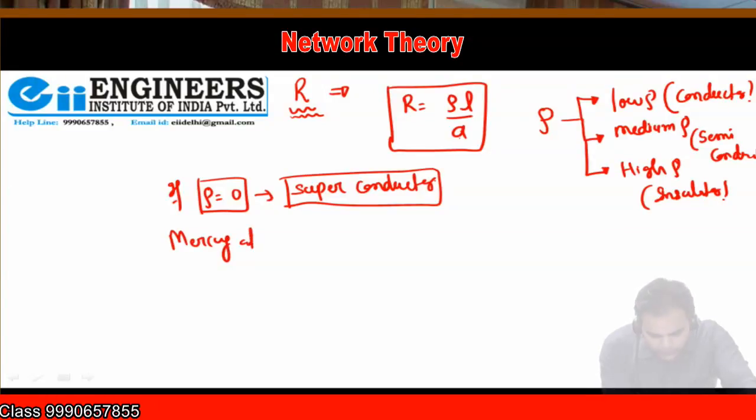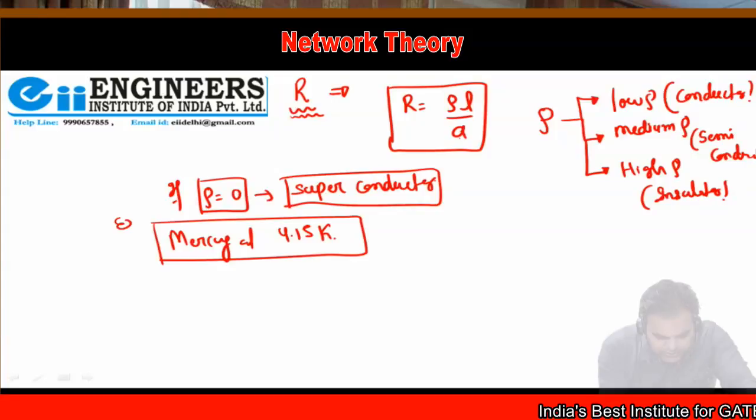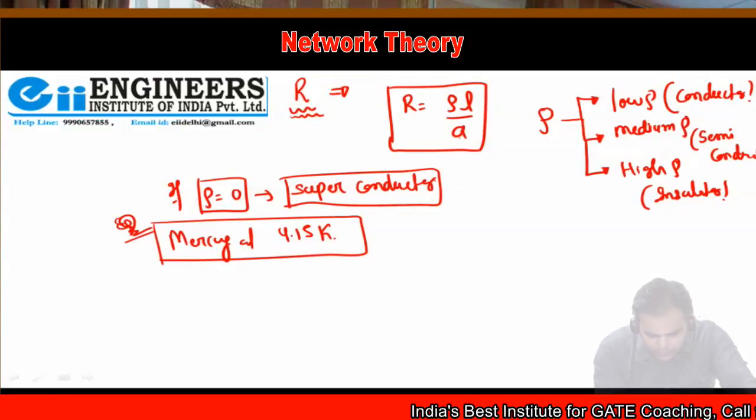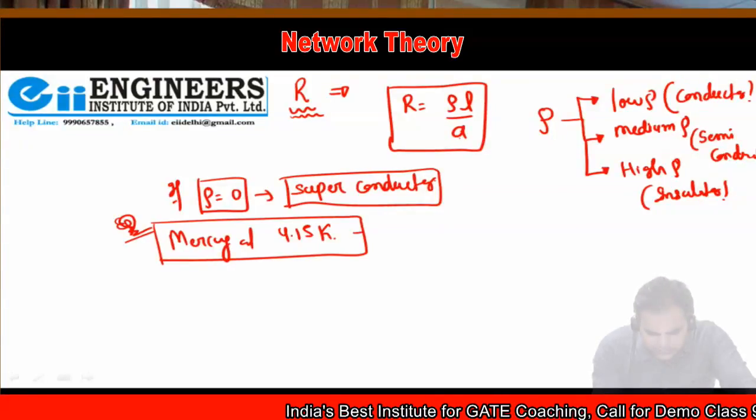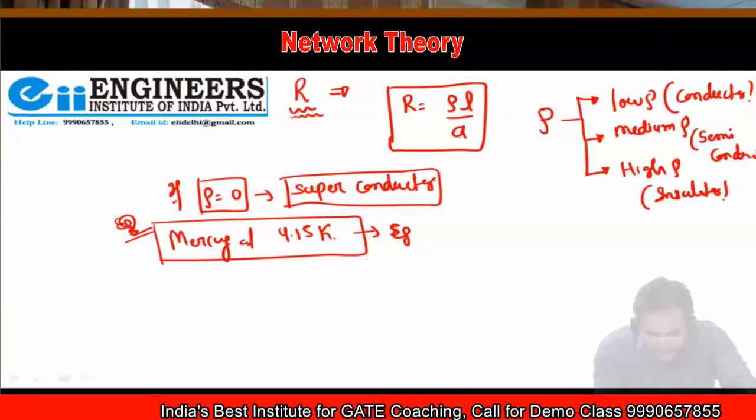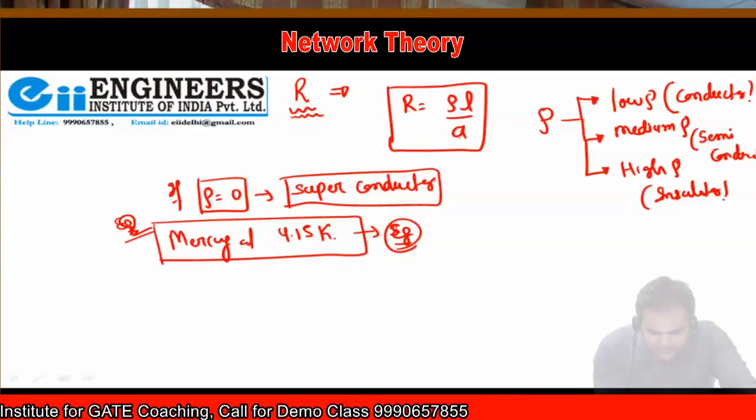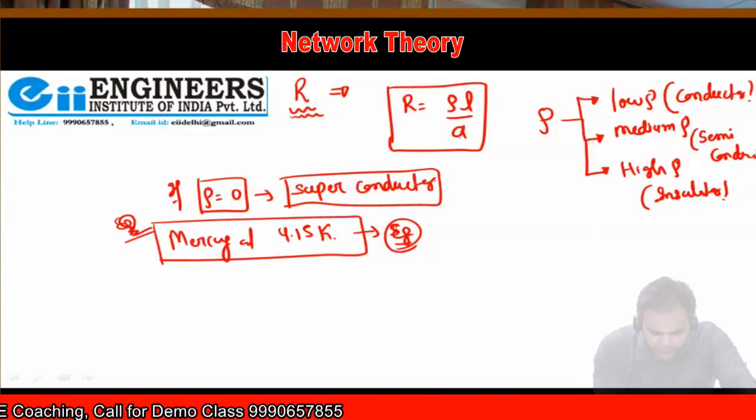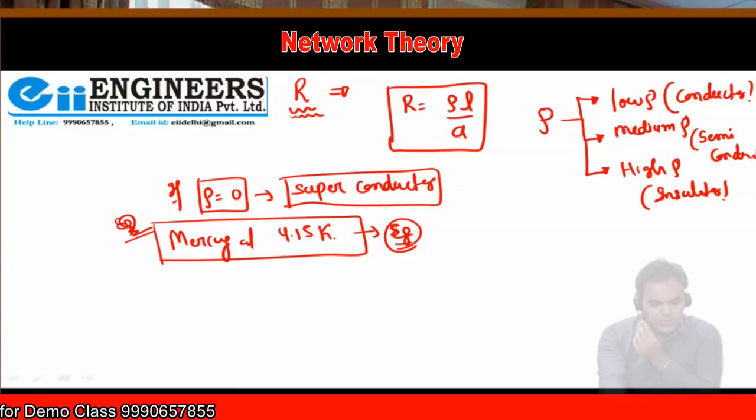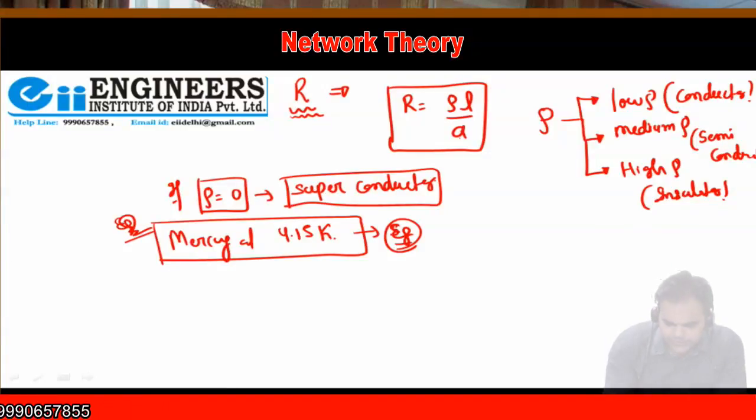Mercury at 4.15 Kelvin is a superconductor. This question is asked in the exam. Mercury at 4.15 Kelvin is the best example of a superconductor. At 4.15 Kelvin, rho is equal to 0. That's why this is a superconductor.